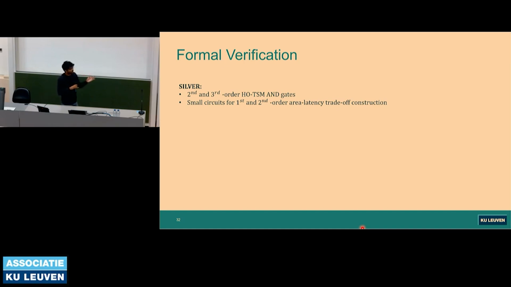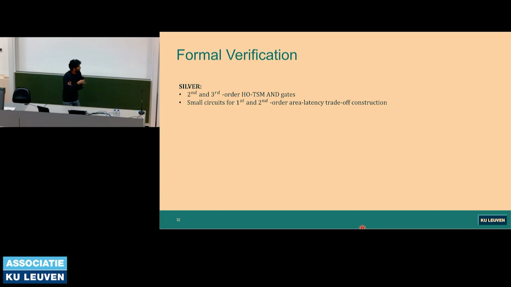And then for the trade-off construction, where I increased the latency by 1, I used a 4-input Boolean function. Again, I split those into 2 parts, and then I use a DOM to combine them to get the output. I could check that for first and second order. Third order I couldn't, because it takes like days to complete. Second and third order takes like 4 or 5 days to complete.